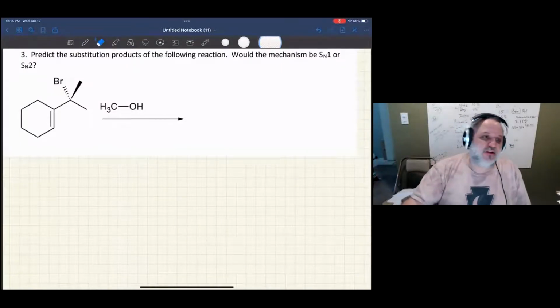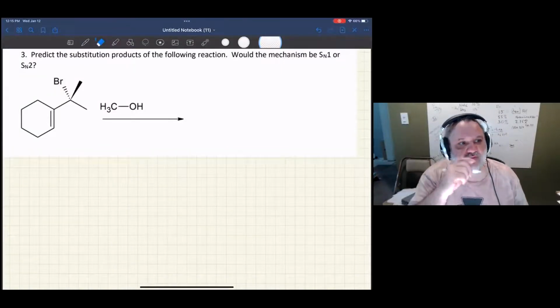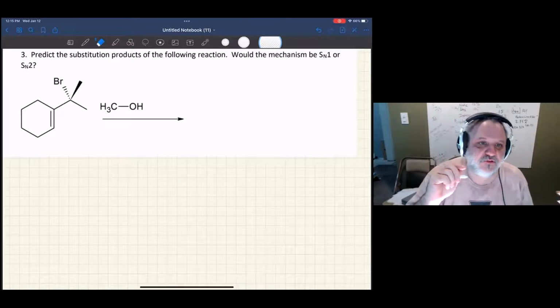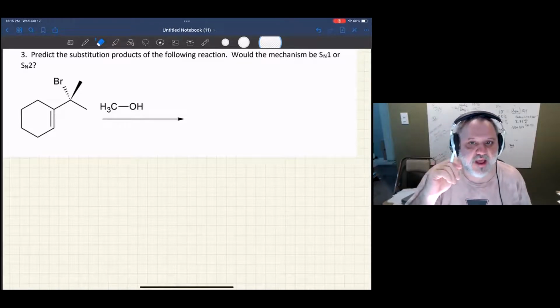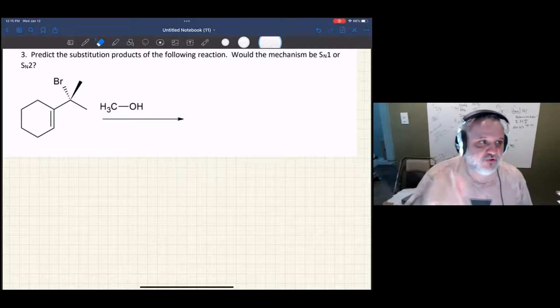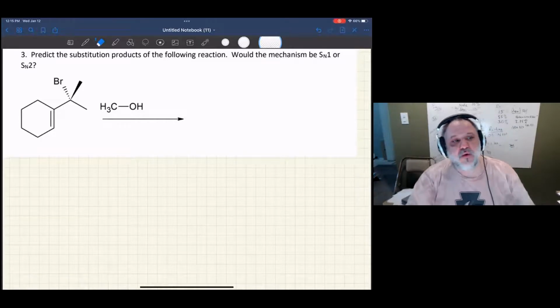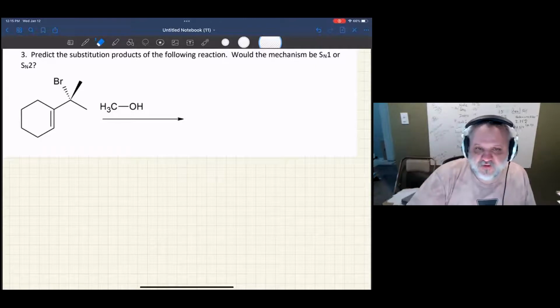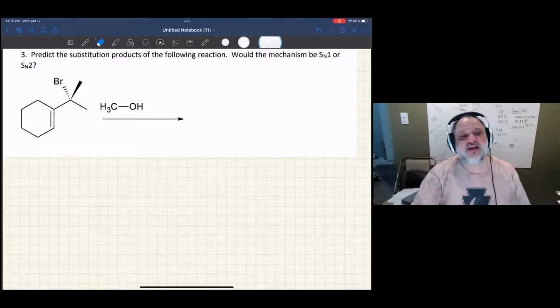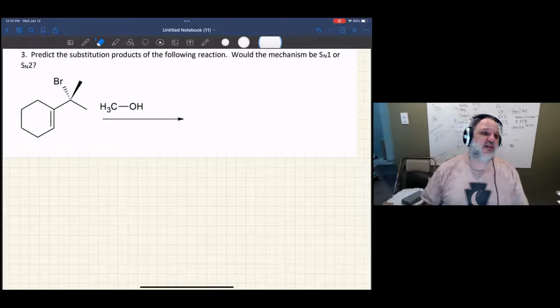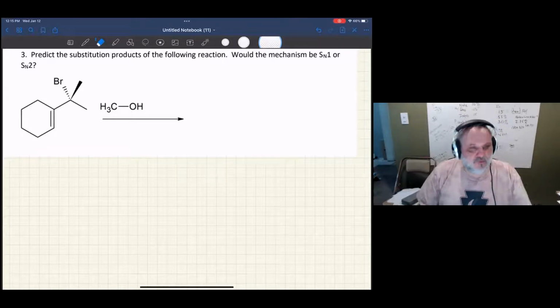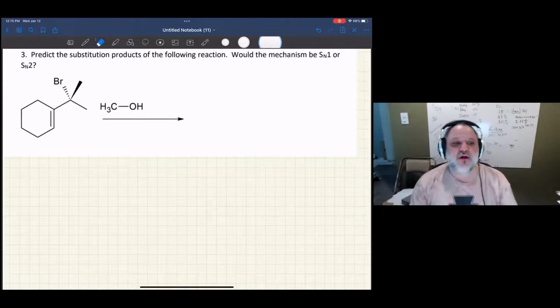All right, this question asks us to predict the substitution products of this particular reaction. And then it asks us the question, would this be SN1 or SN2? Well, what we want to notice is that the leaving group is in a tertiary position, and the thing that's going to act as a nucleophile in the substitution reaction isn't a particularly strong nucleophile, it's methanol.